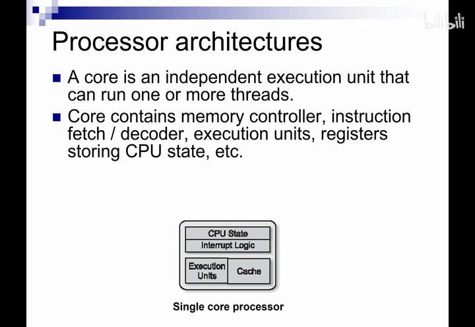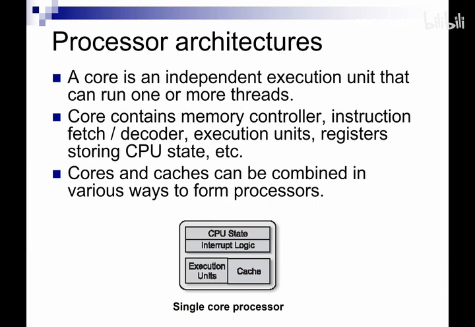The simplest processor architecture is just a single core processor. So what is a core? A core is an independent execution unit, and it can run one or more threads. The core needs to have a memory controller. It needs to be able to fetch and decode instructions. It needs to execute the instructions. It needs registers, which is the CPU state over here, to store the partial executions. And the core has some cache to improve performance. So the most basic architecture is just a single core in your processor.